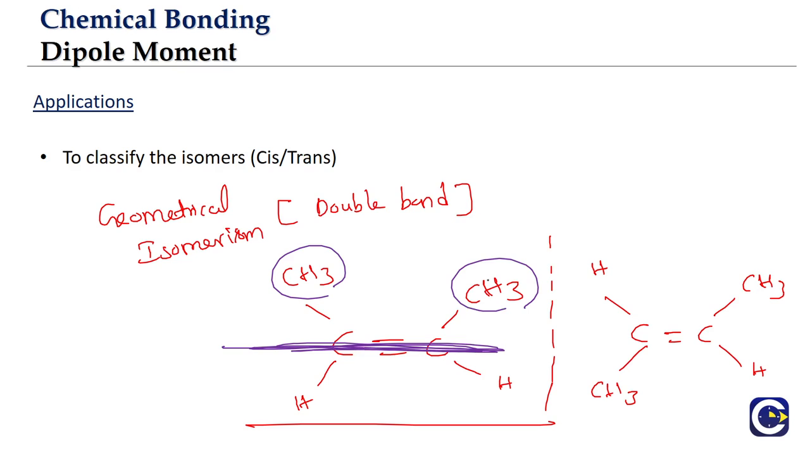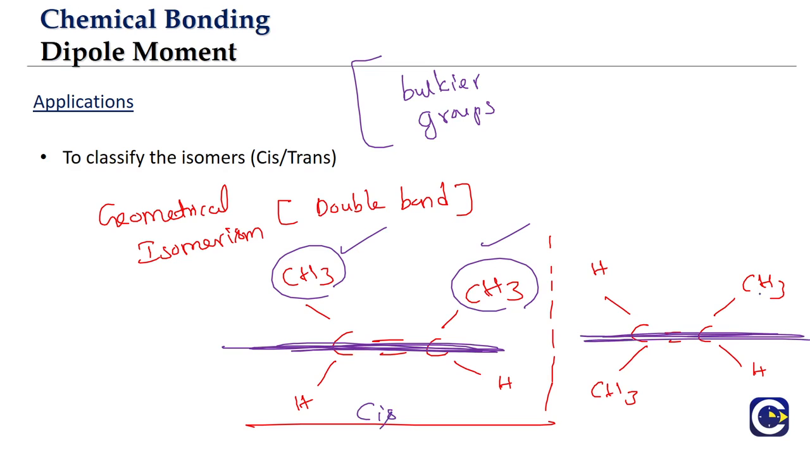The heavy groups, what are the heavy groups? We also call them the bulkier groups. Okay, we'll learn more about them when we go to organic chemistry, but here we just want to get that idea, that's it. The bulkier groups are methyl and methyl. They are on the same side of the double bond, you can see. This geometrical isomer we call a cis isomer. Whereas here, look at it, the bulkier groups are on opposite sides of the double bond. We will call it a trans isomer. So the geometrical isomers we also call cis and trans forms.